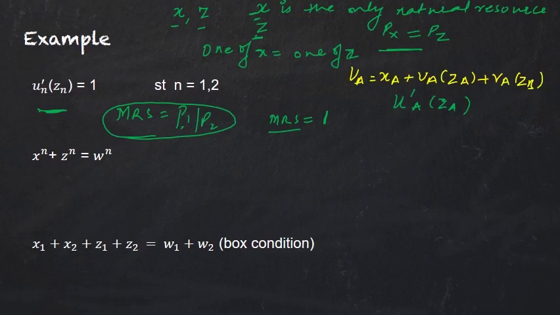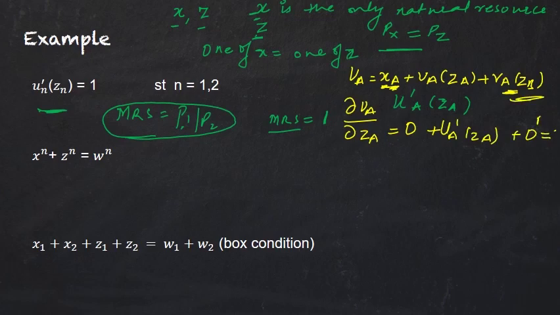So, if I do del UA by del ZA, then what do I get? This one is obviously 0, and this one is obviously 0. So I get 0 plus UA dash with respect to ZA plus again 0, because this is a constant, is equal to the MRS. And we have already proven that MRS is equal to 1. Just recall, why is MRS equal to 1? Because the price of apple is equal to the price of apple juice, which is why this condition can be rewritten as UA dash of ZA is equal to 1.